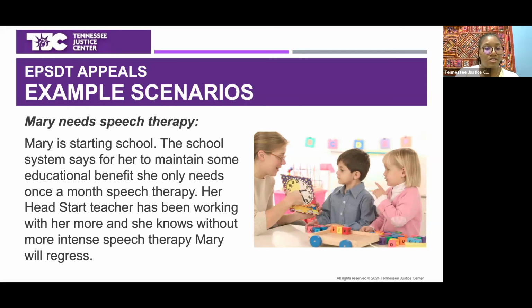So this is not a decision by TennCare, but TennCare can kind of intervene and make sure that the school system provides speech therapy more often than it has said that it will. So TennCare can make a decision or can intervene on a decision in the case of Mary's speech therapy.